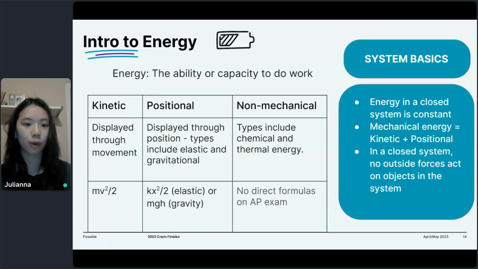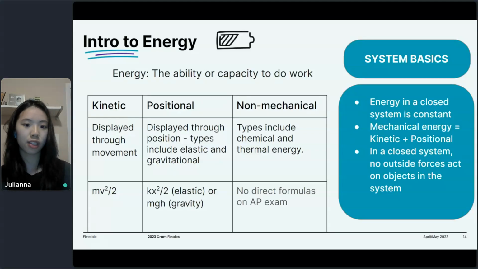Kinetic energy is displayed through movement, and the formula that we use is mass times velocity squared divided by 2. Positional energy comes in multiple forms, and the most common types on the AP Physics 1 exam are elastic and gravitational, and they all relate to the actual position of the object. For elastic, the equation we use is the spring force times the displacement squared divided by 2. And for gravity, the equation we use is mass times the force of gravity times the height.